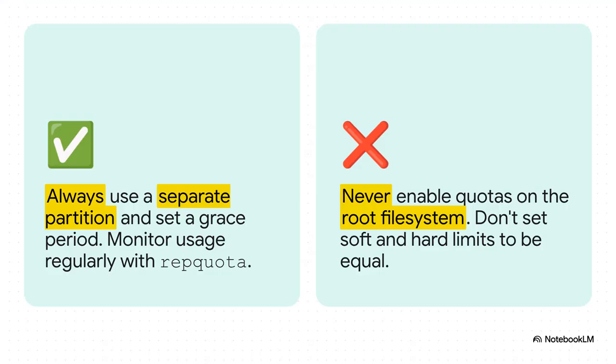Let's just boil it down to some simple do's and don'ts. Do use a separate partition for quotas. Do set a grace period so people have time to clean up. And the biggest one, do not enable quotas on your root file system. You could literally lock yourself out of your own server. And of course, don't set your soft and hard limits to be the same thing. That totally defeats the purpose of a warning.